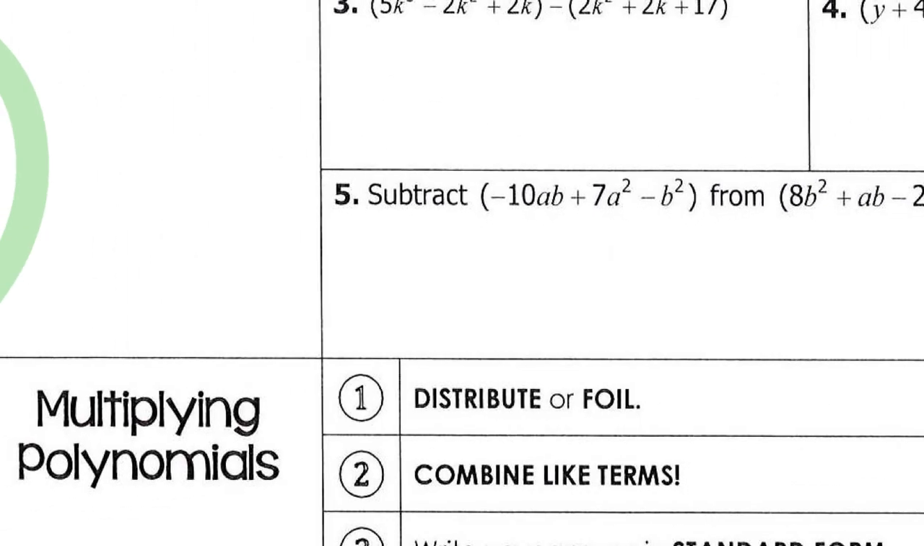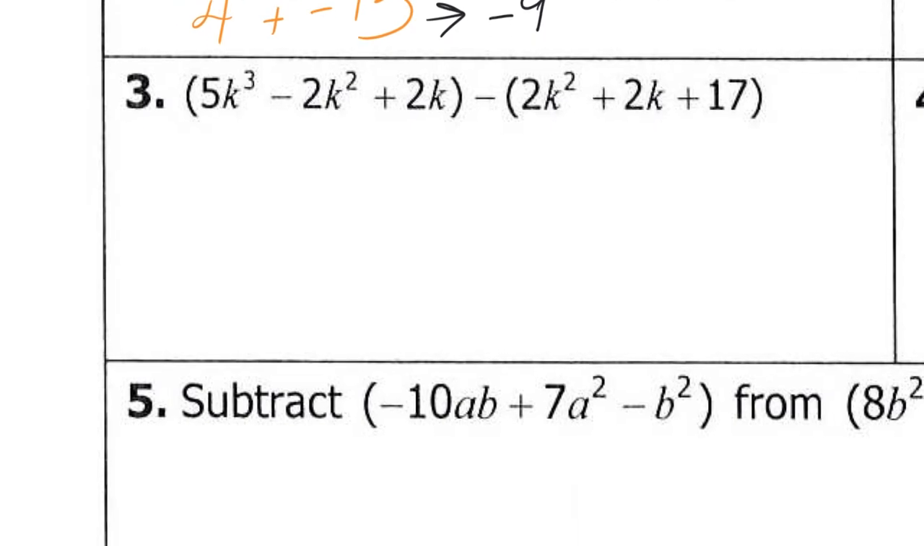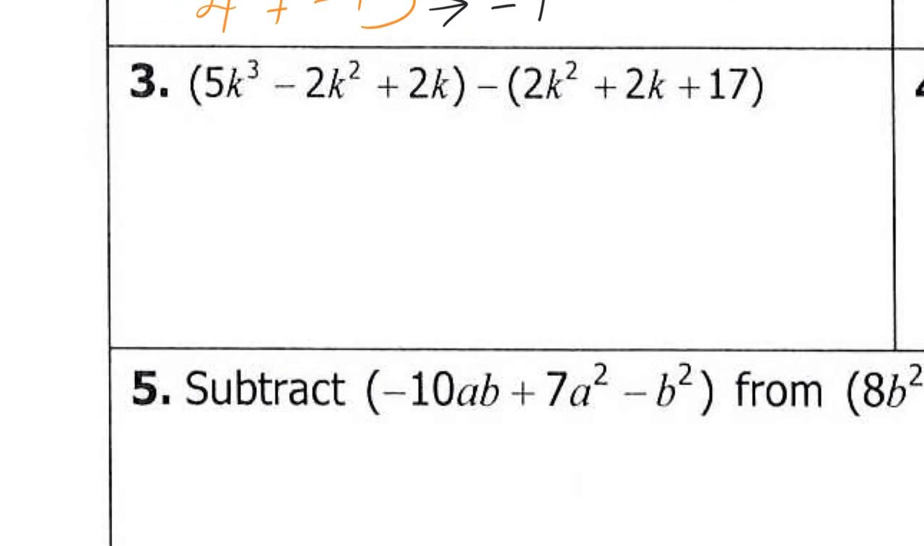Subtraction runs the same way, but this is kind of one that students make more mistakes on. So I'm going to start the same way. I'm going to look for my like terms: square values here, my linear values, and my constant values.